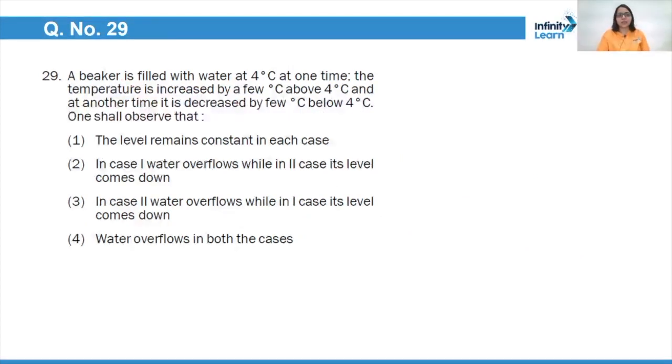Question number 29. A beaker is filled with water at 4 degrees Celsius. At one time, the temperature is increased by a few degrees Celsius above 4 degrees Celsius, and another time it is decreased by a few degrees Celsius below 4 degrees Celsius. One shall observe that. So we know that at 4 degrees Celsius, the density of the water is maximum. When you increase or decrease the temperature from 4 degrees Celsius, the density decreases and volume increases, right? So in both the cases, water will overflow. So the correct answer is option 4.